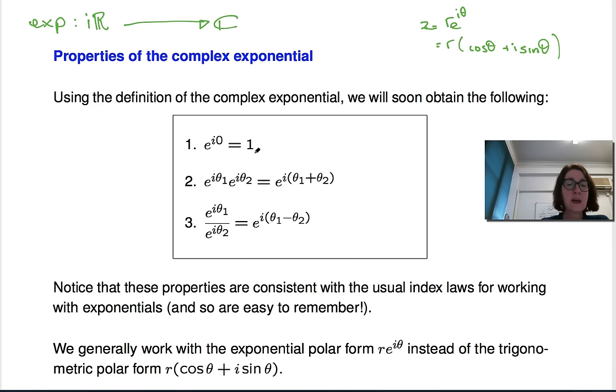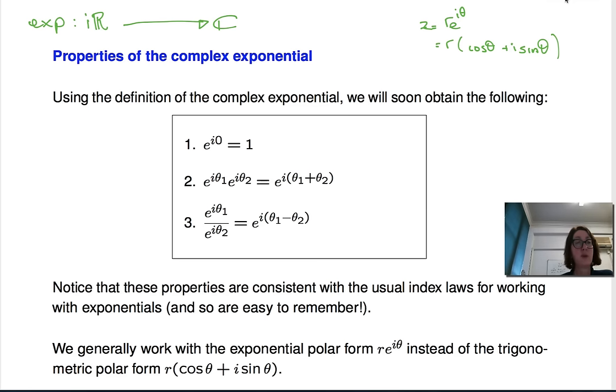So in the first property that we're going to look at, you'll recall that the real exponential function that you already know has the following properties. e to the 0 is equal to 1. e to the x times e to the y equals e to the x plus y, and e to the x over e to the y equals e to the x minus y. So those properties are really useful, and it turns out that the complex exponential has similar properties.